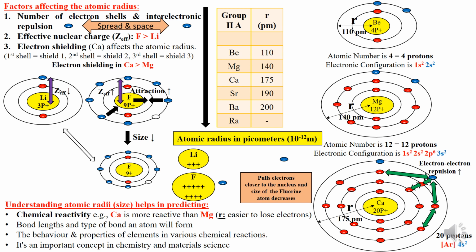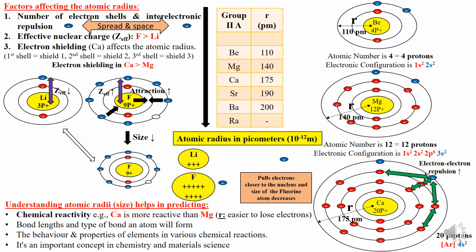And electron shielding in calcium is greater than magnesium, because in case of calcium, there are 3 shells with core electrons, while in case of magnesium, it has only 2 shells with core electrons. So number of shells in case of calcium is 3, while in case of magnesium it is only 2. And therefore, shielding is more in case of calcium as compared to magnesium.